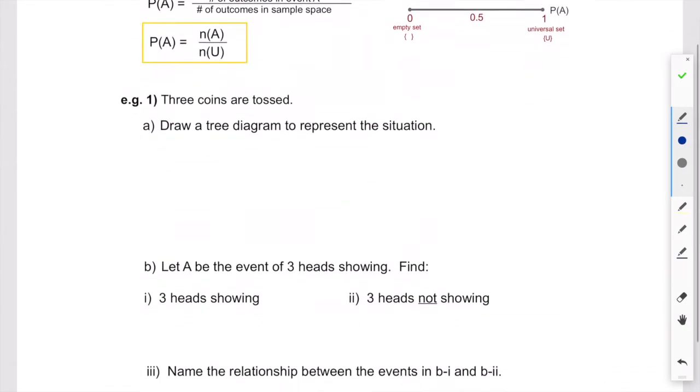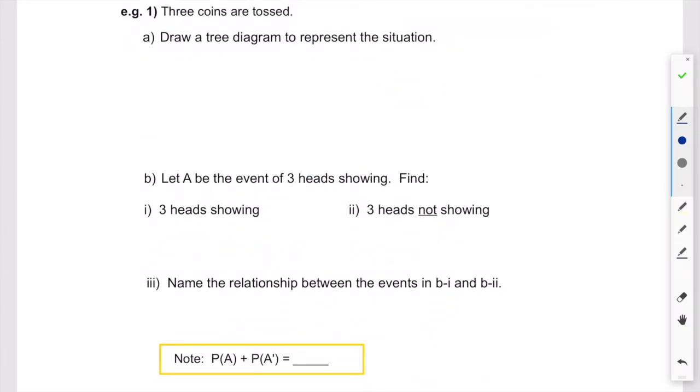Let's take a look at the first experiment. We're tossing 3 coins. We want to represent this using a tree diagram. So the way we can think about this is, what happens when I toss the first coin, then the second coin, and then the third coin. All right. So let's start. When I toss a coin, what are the possible outcomes? Heads and tails.